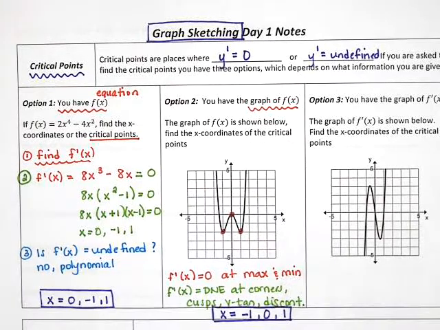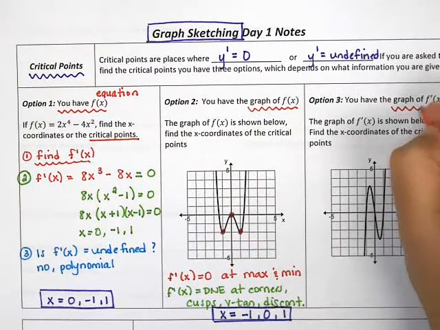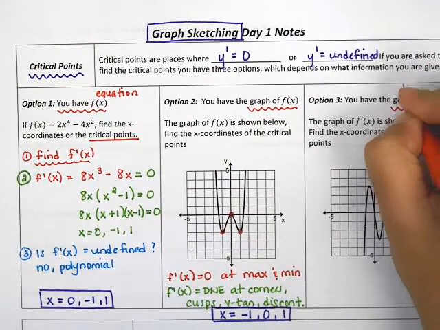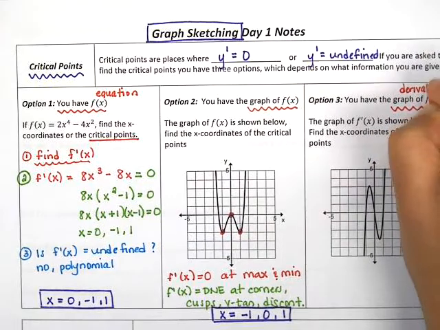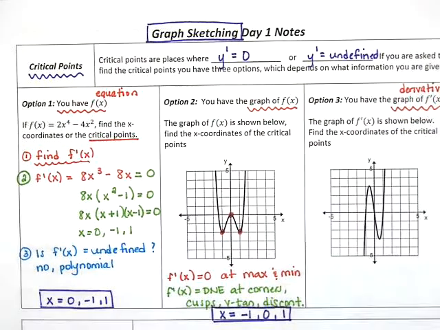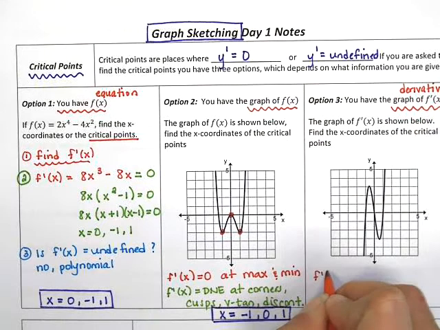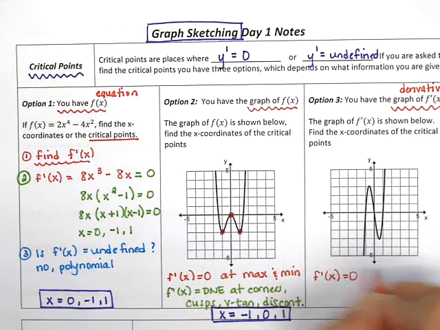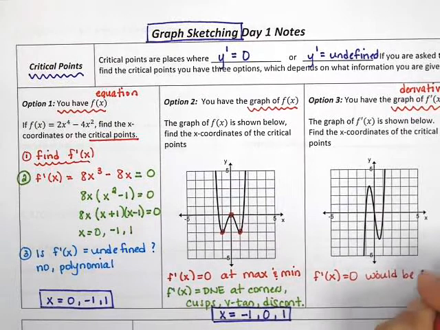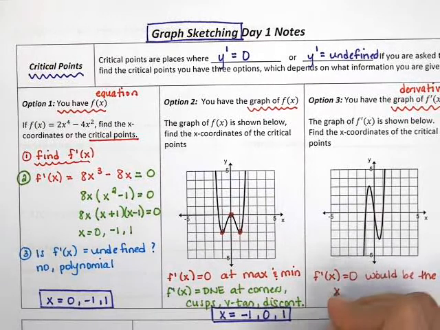Last but not least, if we're looking at the graph of f prime, so this time instead of giving me the graph of the original function, they gave me the graph of the derivative, then the places where f prime equals 0 would be the x-intercepts.